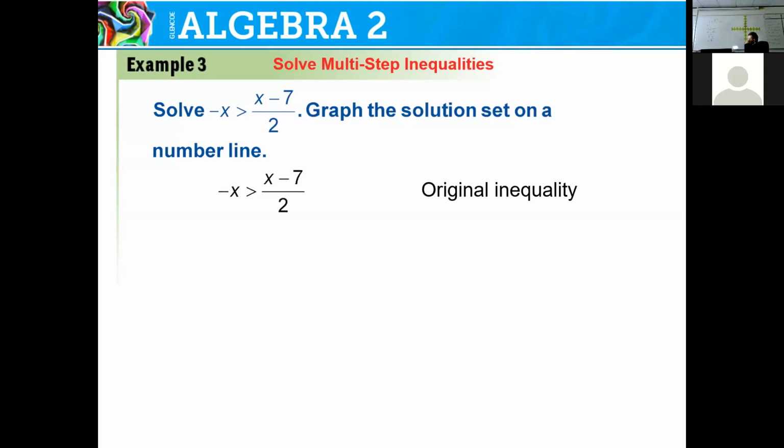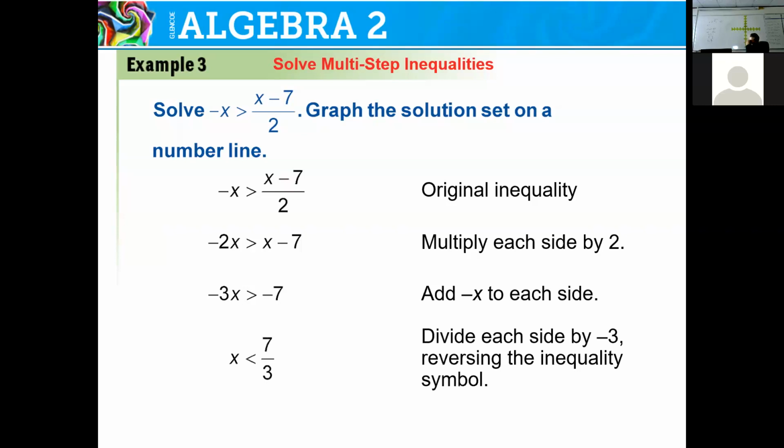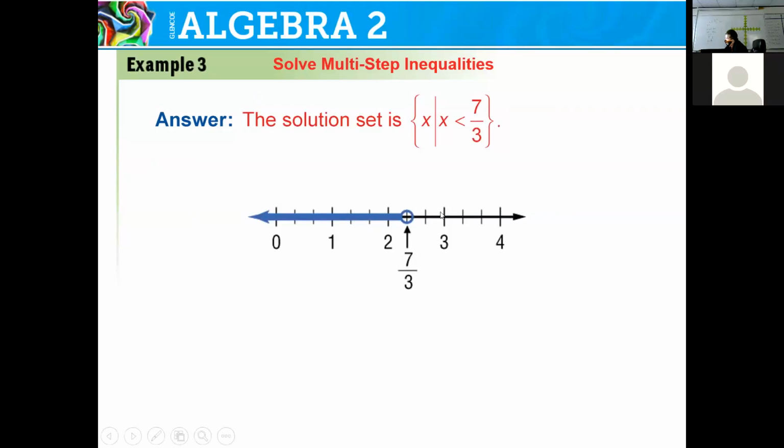So once again, we write the original inequality. We multiply both sides by 2. They subtract x from both sides. And they divide both sides by negative 3, which reverses the inequality sign and turns our negative 7 into a positive 7/3. There's our solution set, and this is what our graph should look like. You can see the open circle on 7/3 and shading to the left.